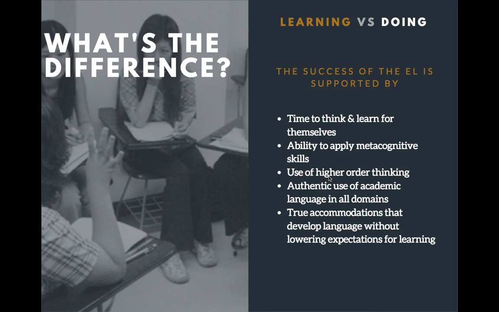If our objectives are explaining higher order thinking, that needs to happen for all students at all times, especially our ELLs. We shouldn't be denying them that because we think that their language is going to get in the way. And we want to see the authentic use of academic language in all domains, speaking, reading, writing. If that's happening in all content classes at all times, they're not just learning English better, they're learning your content better, and they're speaking like experts, which should be the point. And most importantly, we want to have true accommodations that develop language without lowering our expectations for the learning. If we're doing that, we are providing our students with the kind of education that they deserve.